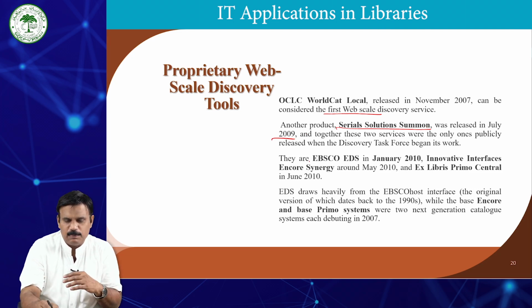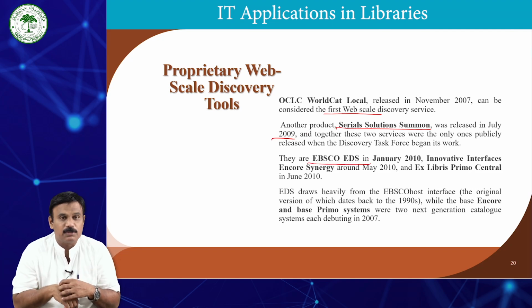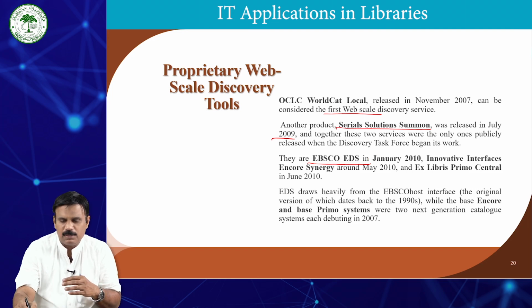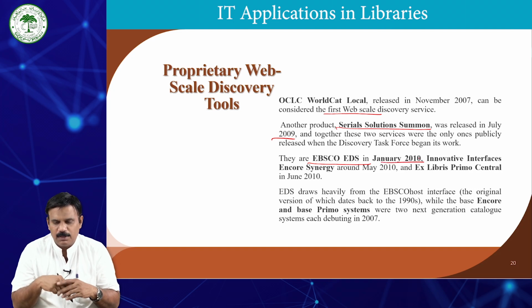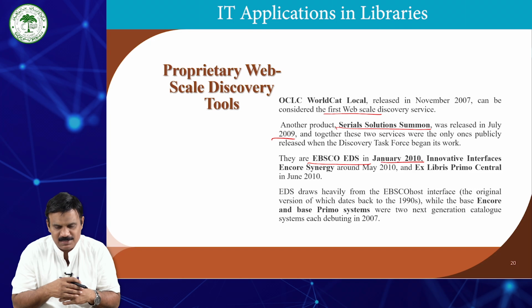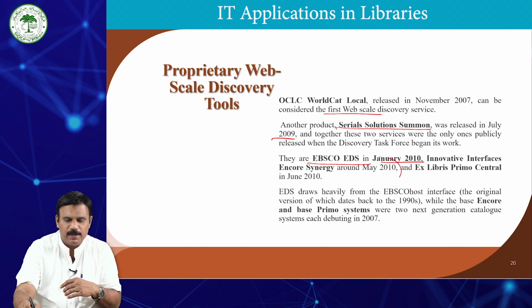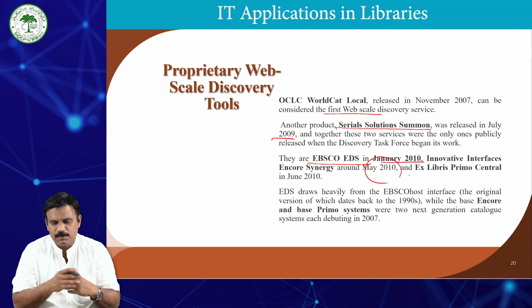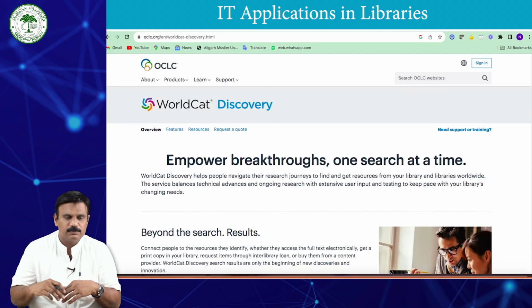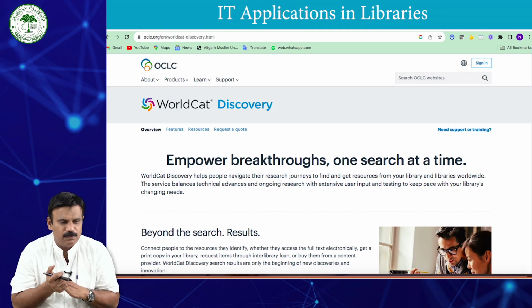And we have the EBSCO Discovery Service that was released in January 2010. Innovative Interfaces Encore Synergy was also around May 2010. Ex Libris Primo Central came in June 2010. So you will find many such proprietary web scale discovery tools. This is the homepage of the WorldCat discovery tool.